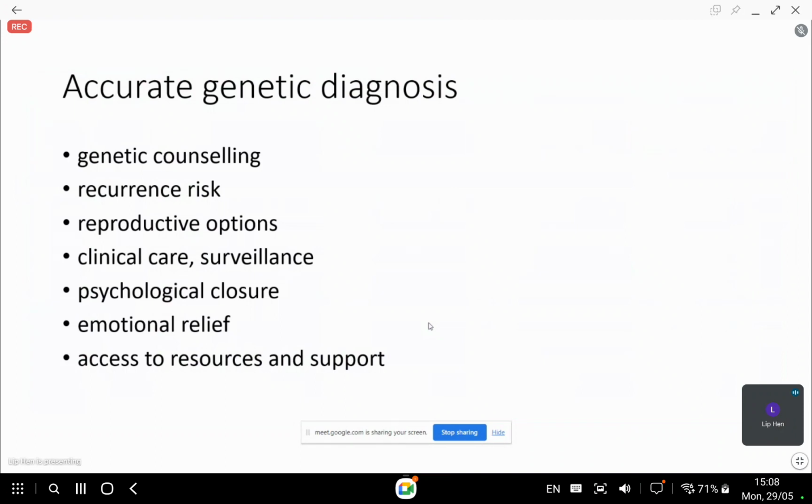So accurate genetic diagnosis is very important for genetic counseling, and for explaining to the parents the recurrence risk, which is 25% because this is an autosomal recessive disorder, and providing reproductive options, either prenatal testing or IVF with PGD testing. This also provides clinical care, surveillance, psychological closure and emotional relief to the parents, and helps them get access to resources and support.